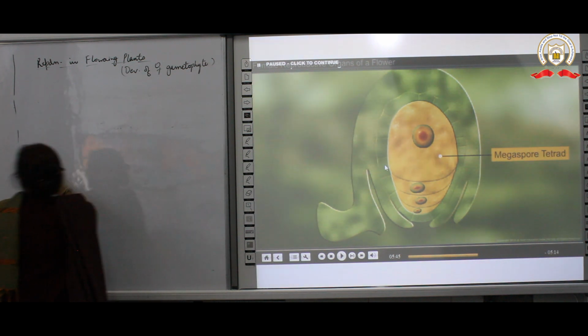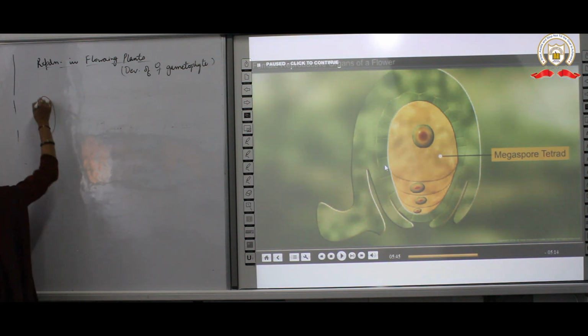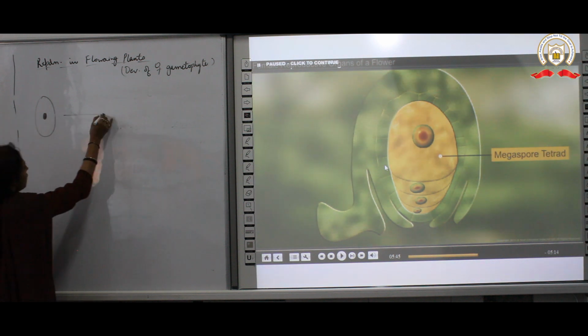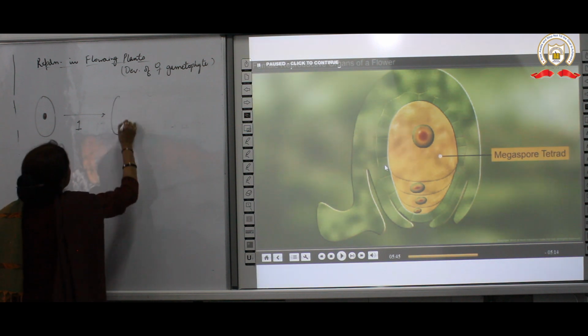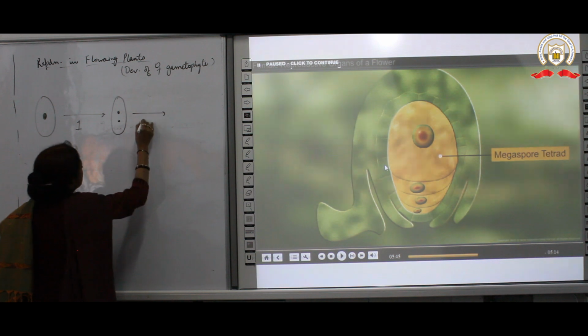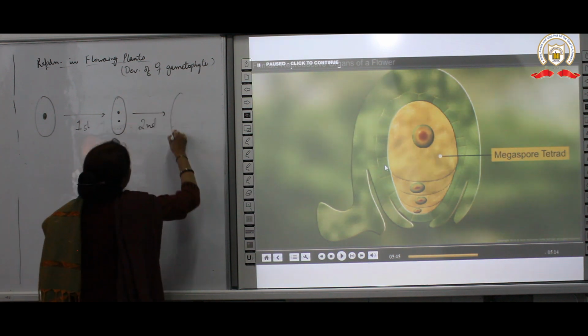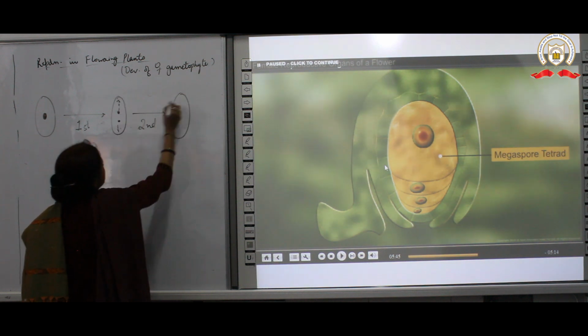Now this single megaspore, having a single nucleus, undergoes three successive mitotic divisions.